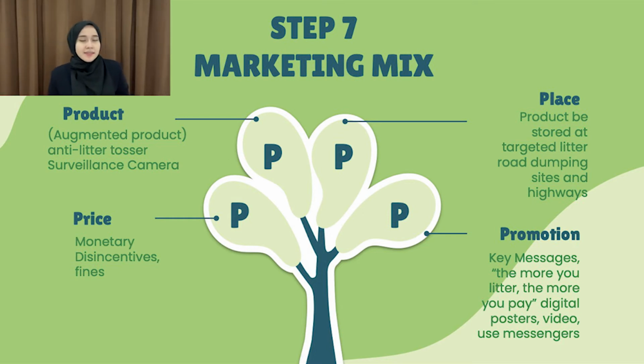Second would be price, which is the monetary disincentive, where we will give fines to people who are caught by this anti-litterer toss surveillance camera. The third one is place, where the anti-litterer toss surveillance camera will be stored at highways as well as targeted litter road dumping sites.